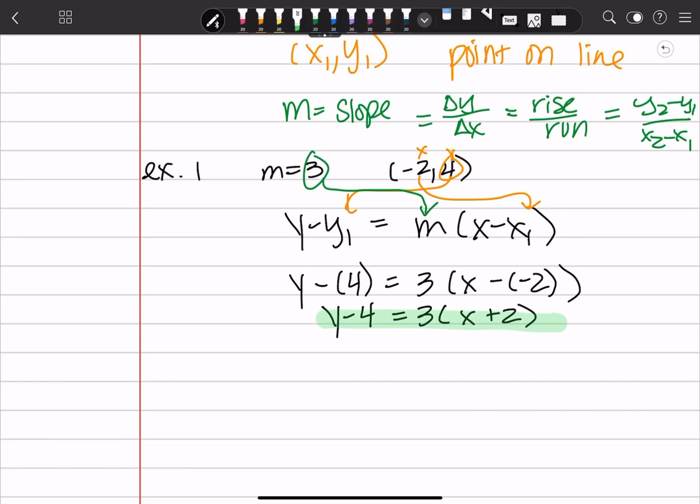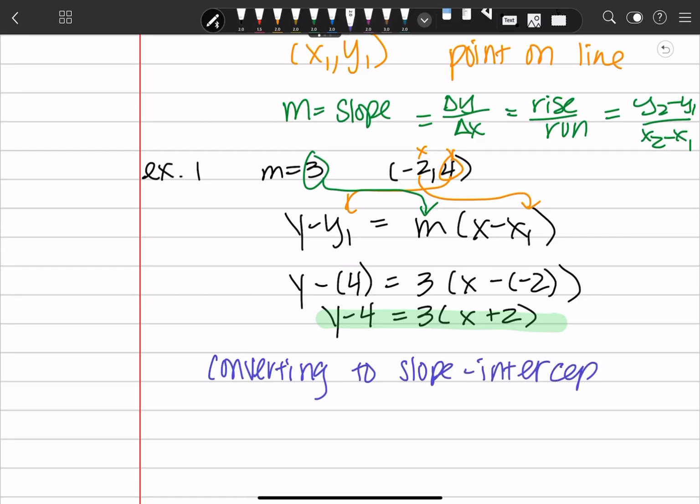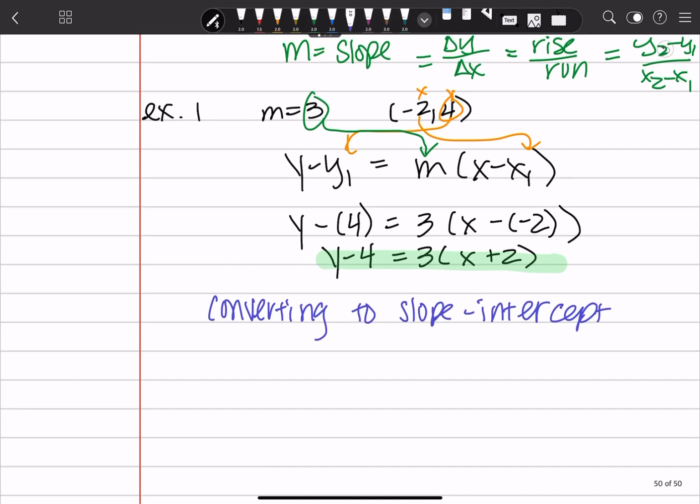Now what we're going to do is talk about converting this to slope intercept form. So if you did watch the other video about writing equations in slope intercept form, you'll be like, well, I like that way better, and that's totally fine. This way also works. You just have to distribute a little bit and make it happen.